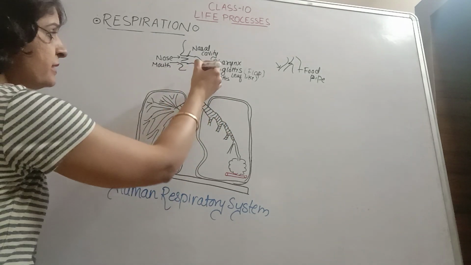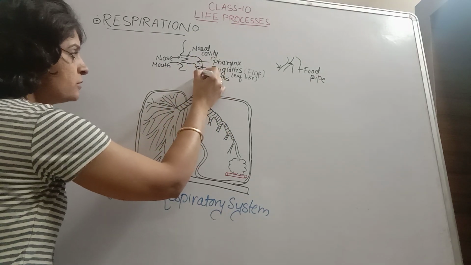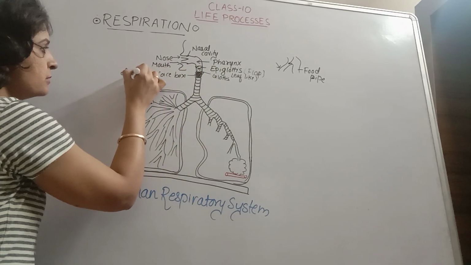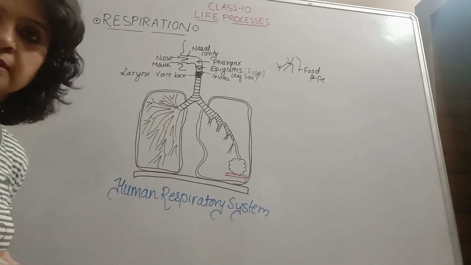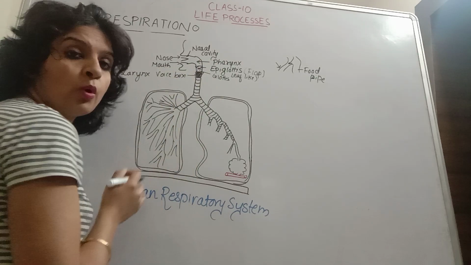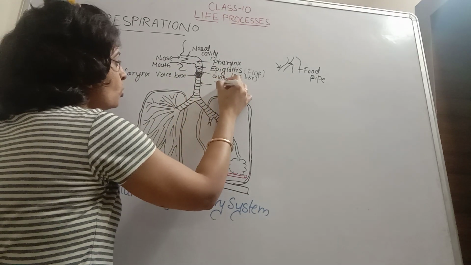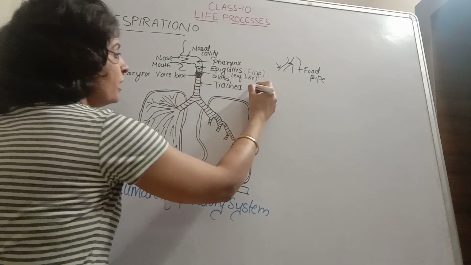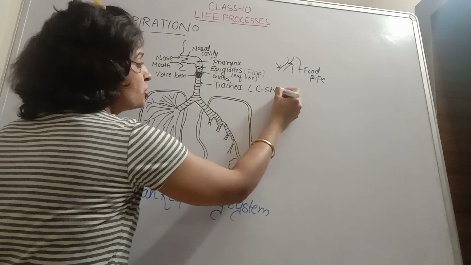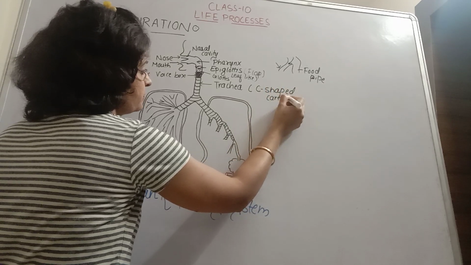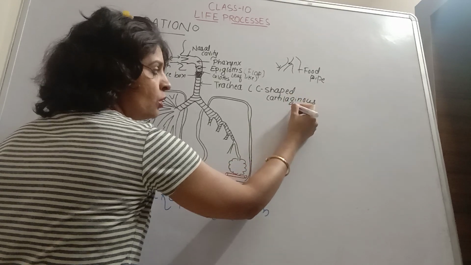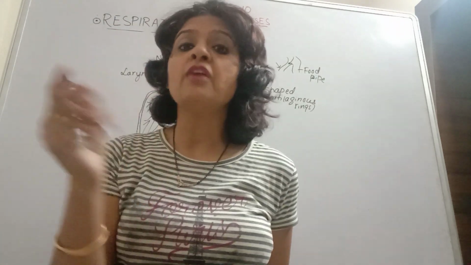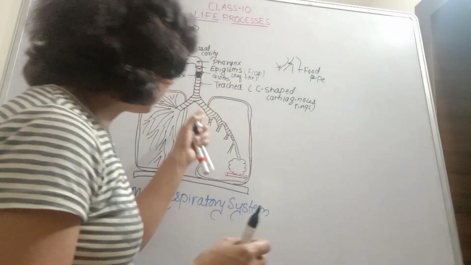Now this glottis is leading to a voice box. This is the voice box which is the larynx. Then you have a tube over here, and this tube is known as trachea. Now this trachea is guarded by C-shaped cartilaginous rings. The function of these cartilaginous rings is to protect the pipe, the trachea, from collapsing, to prevent the lungs from getting collapsed.